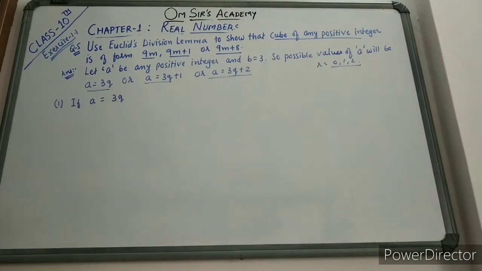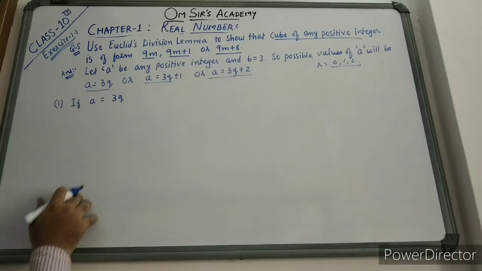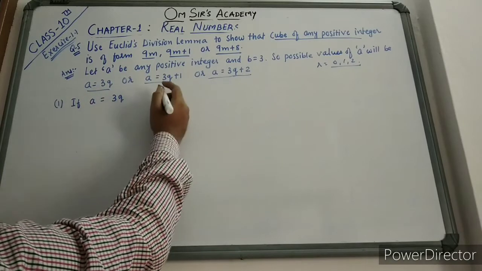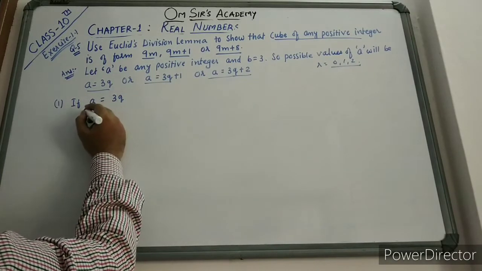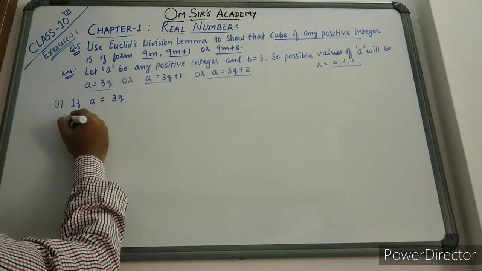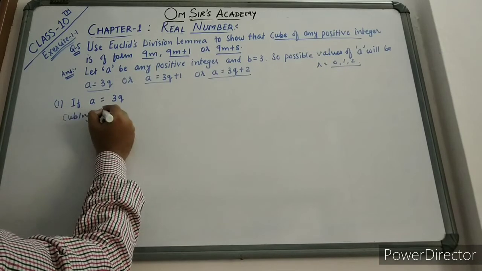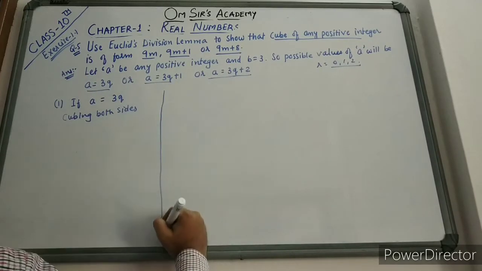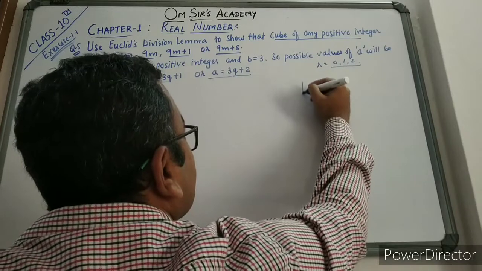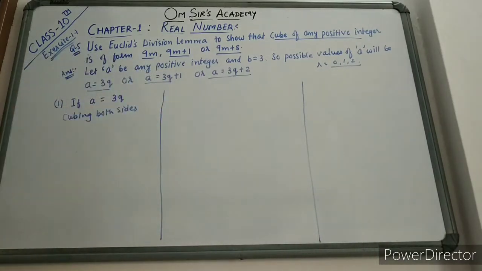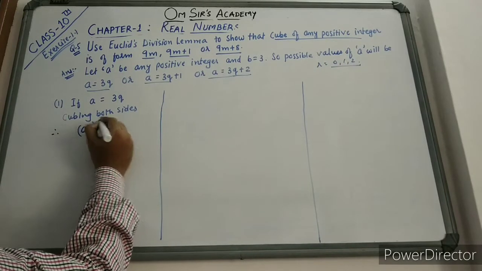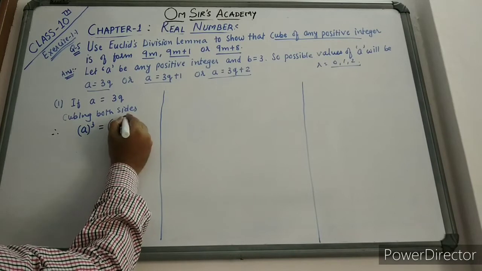So a equals 3q, then what do we do? We take the cube of both sides. Is it clear? There we used to square both sides, so here we are cubing both sides. Cubing both sides, we get what? I divide this into 3 parts so that we can possibly do the sum on this board. So what will be the value after cube? A the whole cube is equal to 3q the whole cube.